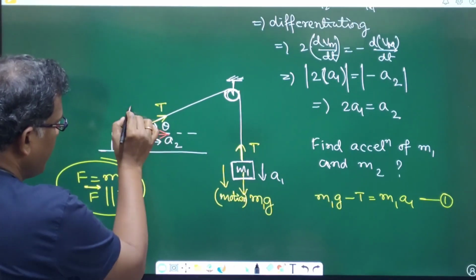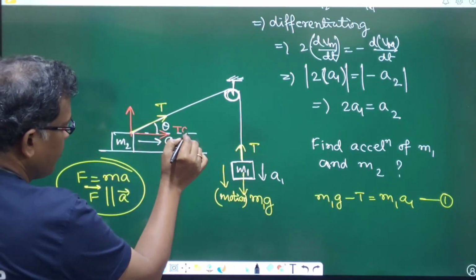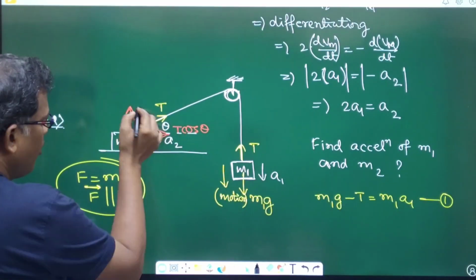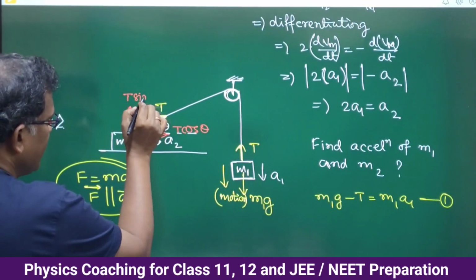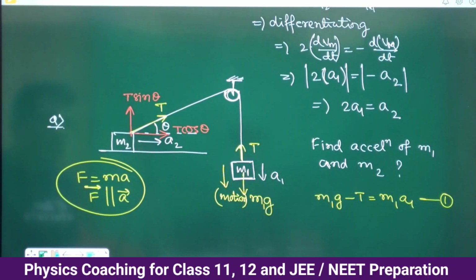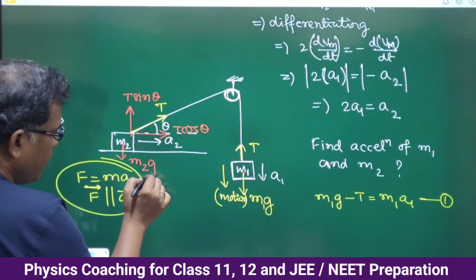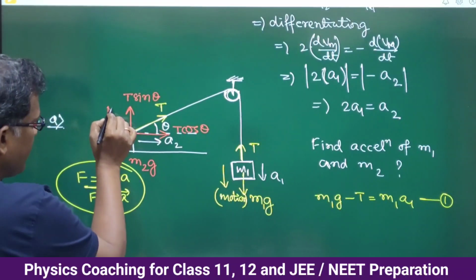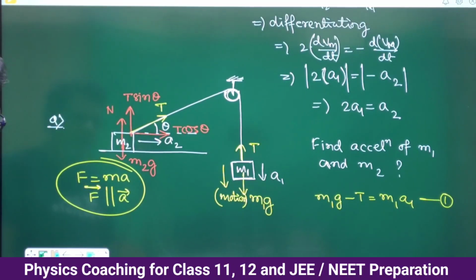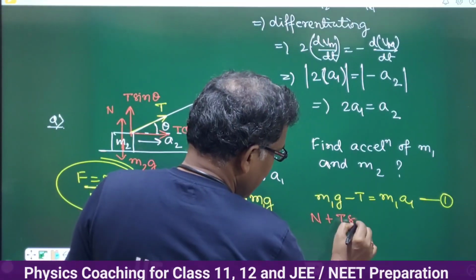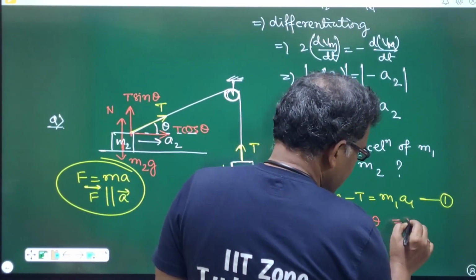So the components of T can be taken this way. This will be the component along the direction of a2, so that will take the responsibility of offering this acceleration, and T sin theta will be a force appearing perpendicular to the motion. According to the FBD, if you draw the weight of the body, that is m2g downward, and there will be a normal contact force, let it be N, right? So N plus T sin theta, these two forces together balance just the weight of the body.